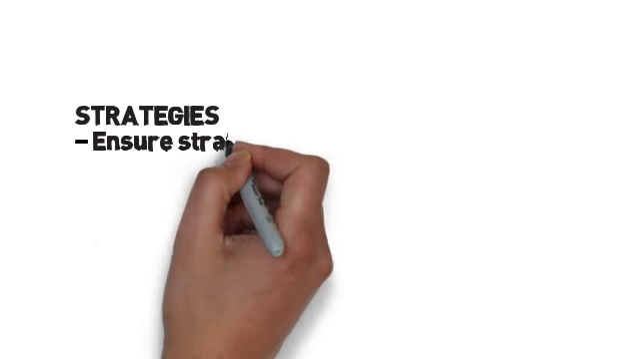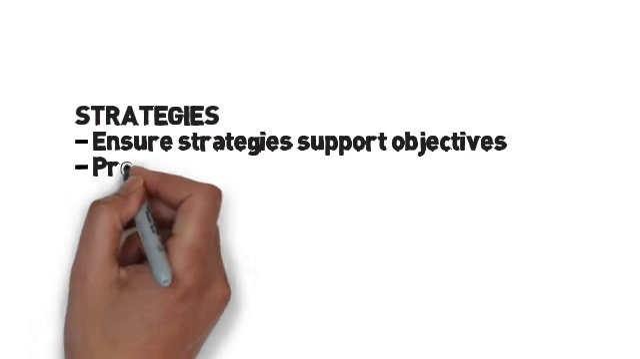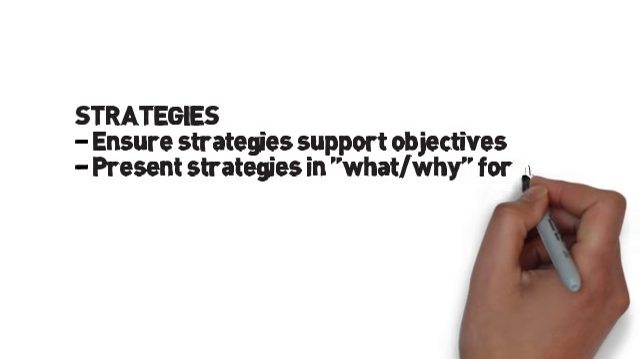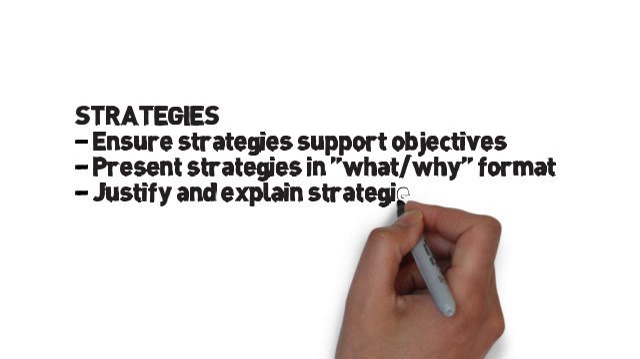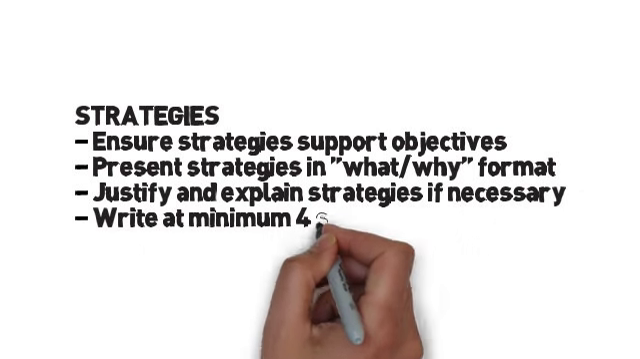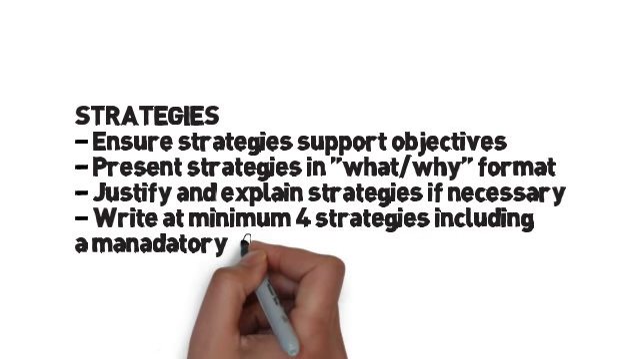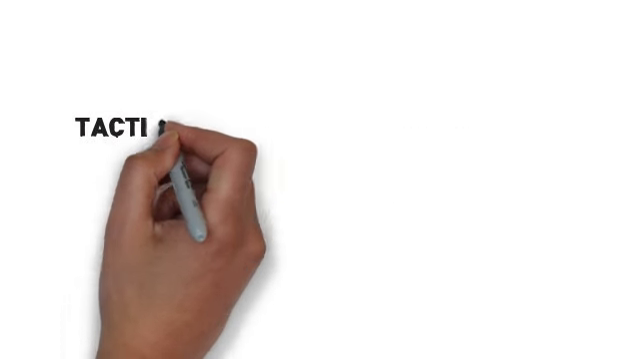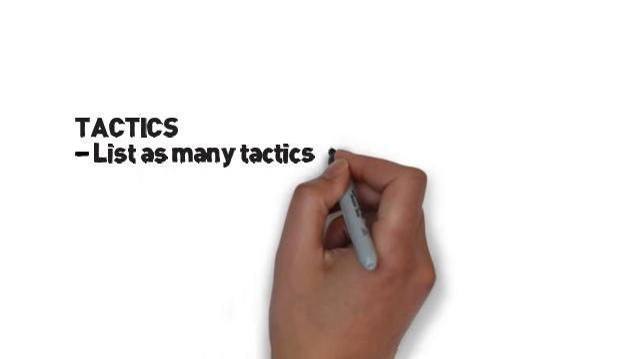The strategies then roll out to support those objectives. So we want to ensure we've got at least 4 strategies. They can, in many cases, support both informational and motivational objectives, but they should be stated in a what, why format. So this is what we're doing, and here's why, because it supports objective 1 or 2 or both. So justify and explain these strategies if necessary. Make sure there's a minimum of 4, and make sure that one of them is a media strategy, which will include a media plan.